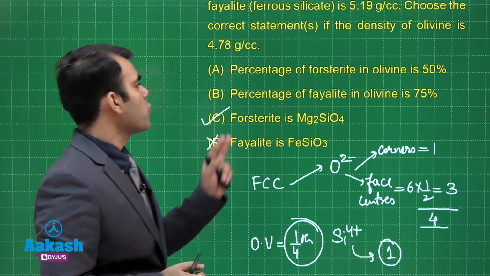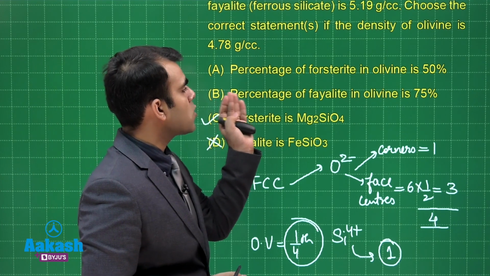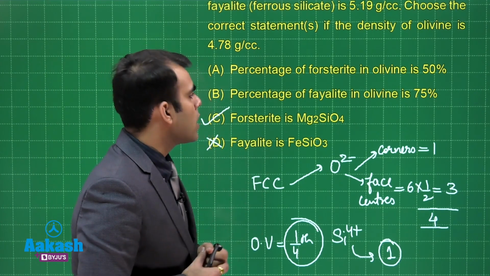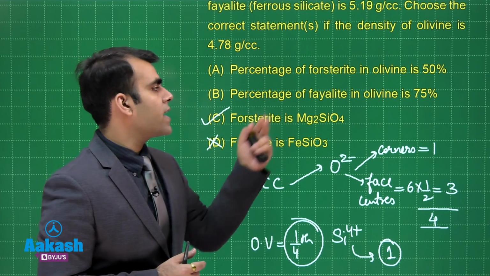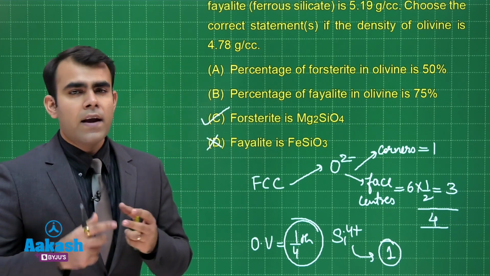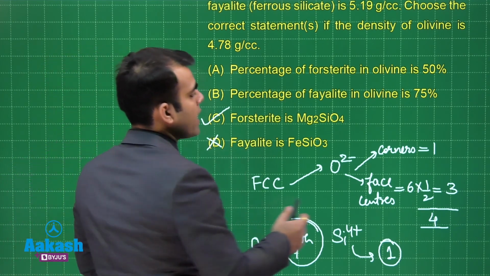Now we have to determine that the percentage of forsterite in olivine is 50%, and the percentage of fayalite in olivine is 75%. Now this we have to do by looking at the densities.